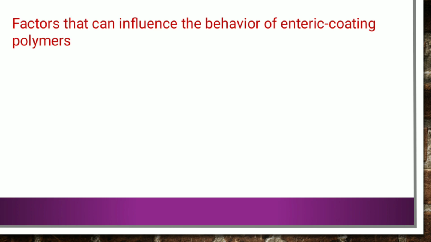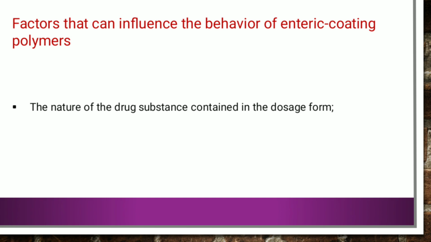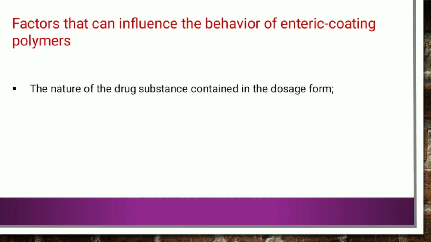Then the next one, that is factors that influence the behavior of film coating polymer. The various factors include the first one, that is the nature of drug substance contained in dosage form. This is specially true with drug substances that are ionic in nature, right? Then the next one is the quantity of coating applied, that is application of excessive coating can delay drug release of dosage form, while insufficient coating can result in ineffective gastric resistance.